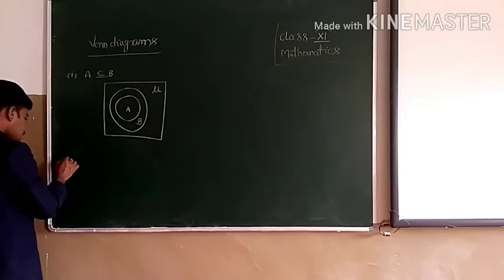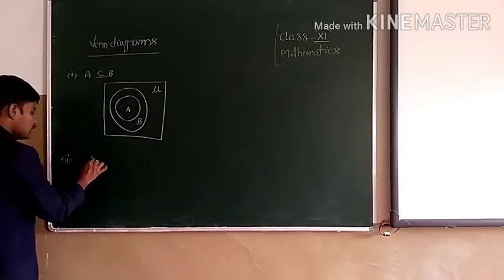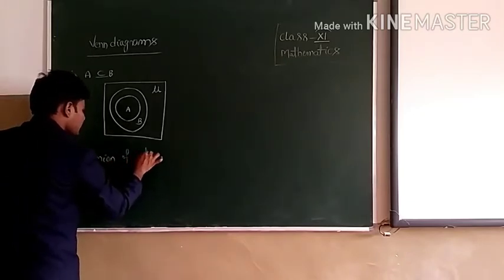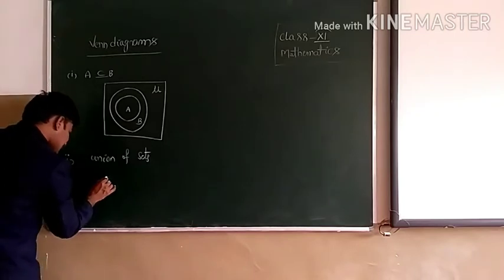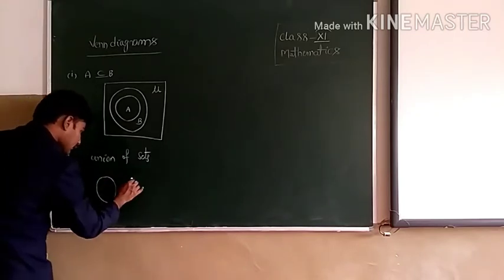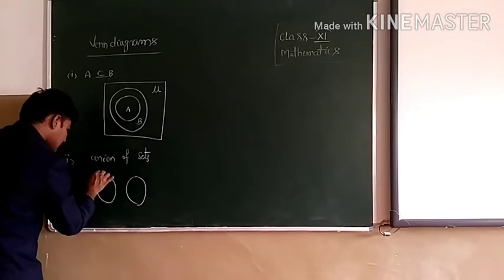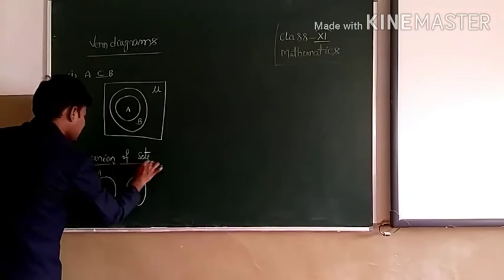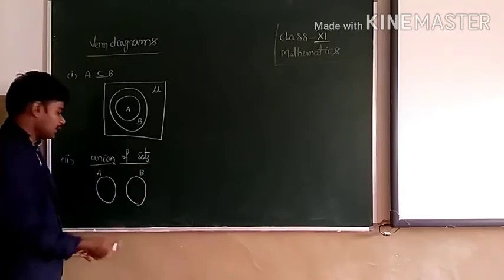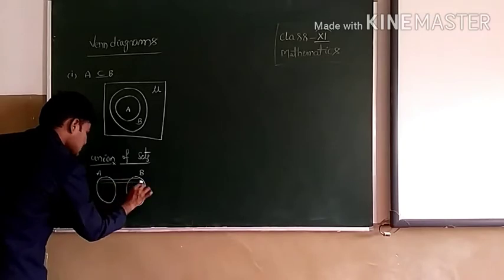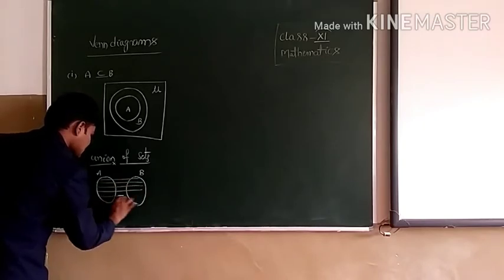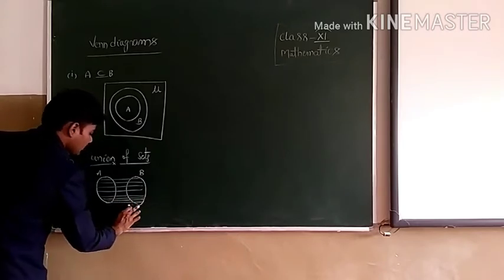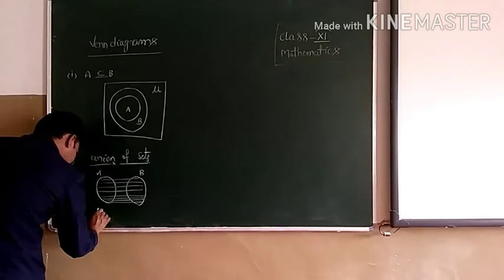Next, union of sets. Suppose I consider set A, this is set B, right? Set A and set B. Union means what? The elements available in set A or set B or both A and B. So just join these two. This represents the A and B part. Okay, this represents the A and B part. Right? This is A union B.